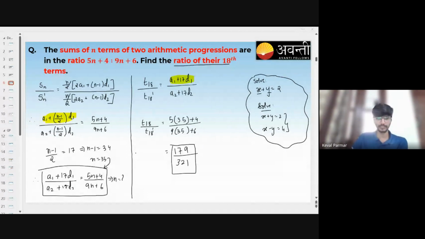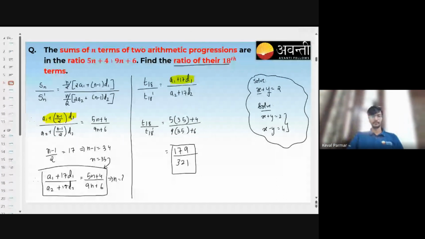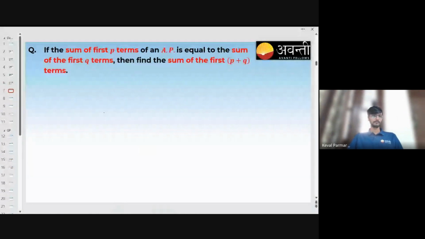Let's all get these sums. Give me a thumbs up if it is all clear, guys. Super. Very good. Let's move on to the next question. Again, a good question. I'll let you think about it for a while.